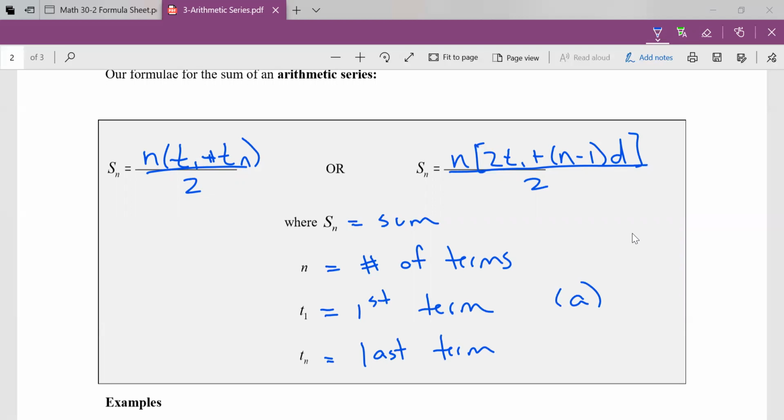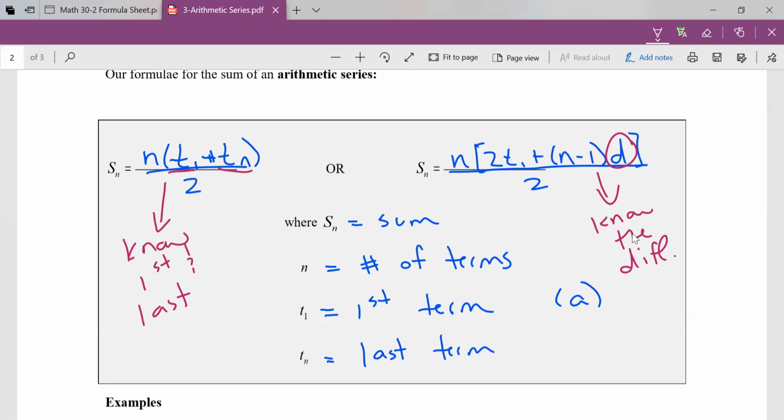That's the question. Well, look at the difference between these two. In the first one, what do I need to know? I need to know the first term and the last term. So I'm going to use this one when I know the first and the last. That makes that question really easy. If we compare that to the second formula, do you notice we don't know the last term? What we know here, which is different, is the difference. So I'm going to use this one when I know the difference. Every time, you're going to look at your formula sheet and piece together what you know and what you're trying to find.